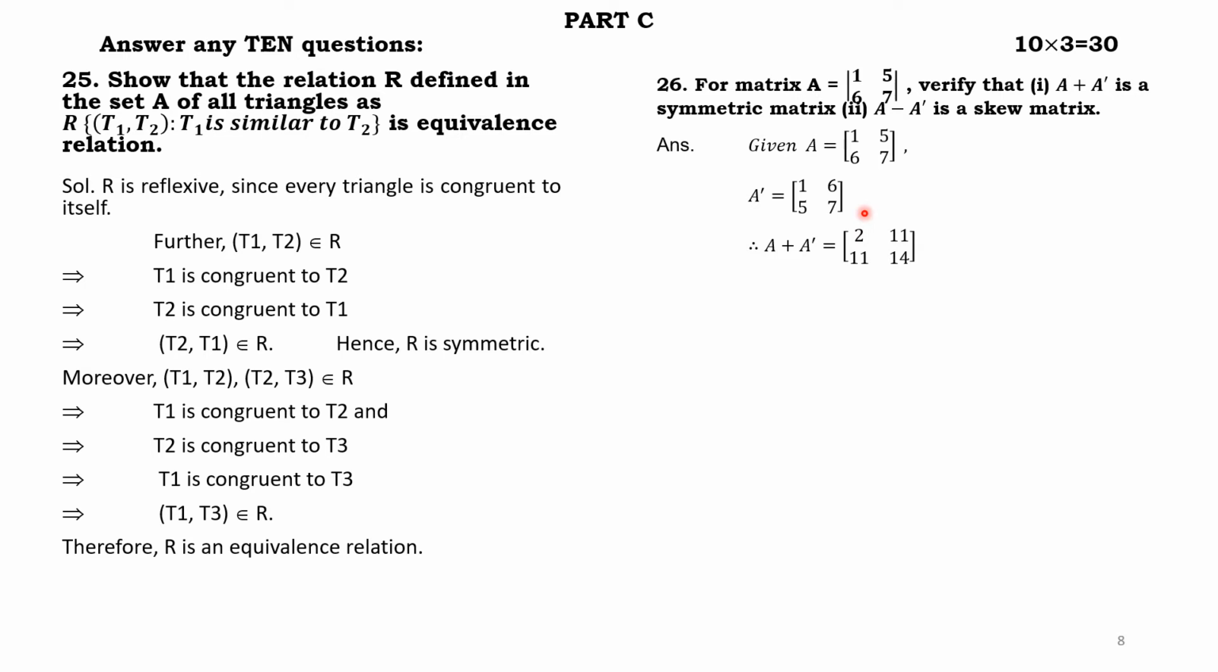Therefore, A plus A dash, adding these two, we get 1 plus 1 is 2, 5 plus 6 is 11, 6 plus 5 is 11, and 7 plus 7 is 14.